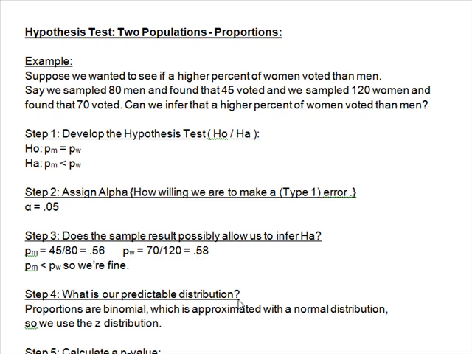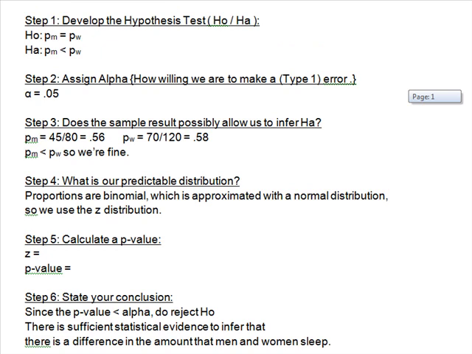So what's our predictable distribution? Step four. Well, our predictable distribution for proportions is binomial, but that's approximated with the normal, so we'll use a z-distribution. So steps 5 and 6 are to calculate a p-value and state your conclusion. So let's grab our calculator.